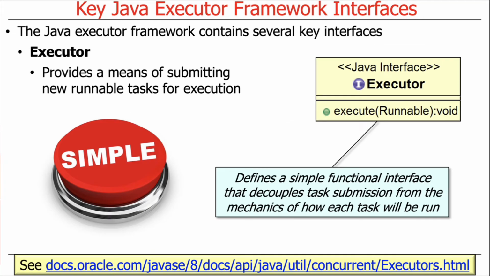The Executor interface is a very simple functional interface that decouples task submission from the mechanics of how each task will be run. So it basically provides a means for submitting new runnable tasks for execution by whatever implementation mechanism is used for this particular interface. Remember, interfaces in Java give you an API, but the implementation has to be connected some other way. As you can see, there's just one method called execute. It takes a runnable, kind of like a thread constructor does, and it does not return any value. And it's a functional interface because it only has one method.